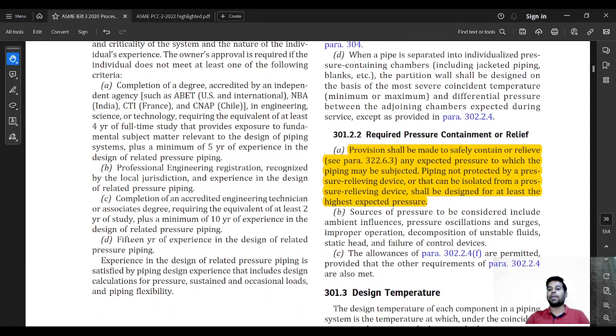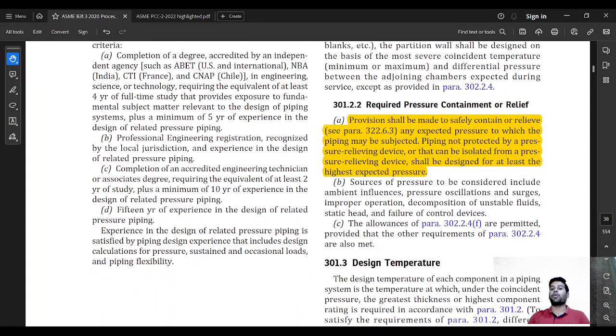Next is required pressure containment or relief. Provision shall be made to safely contain or relieve any expected pressure to which the piping may be subjected. Piping not protected by a pressure relieving device, or that can be isolated from the pressure relieving device, shall be designed for at least the highest expected pressure.